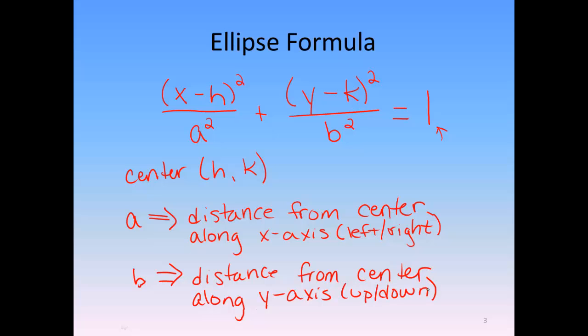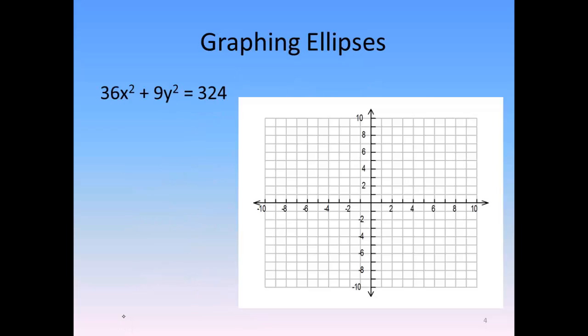Okay, so instead of having an r squared, where that tells us how far we are from the center, up, down, left, and right, we have two different values. A, which measures, if it's under the x, the distance left and right from the center. B, underneath the y, measures the distance up and down from the center. So what does this look like?